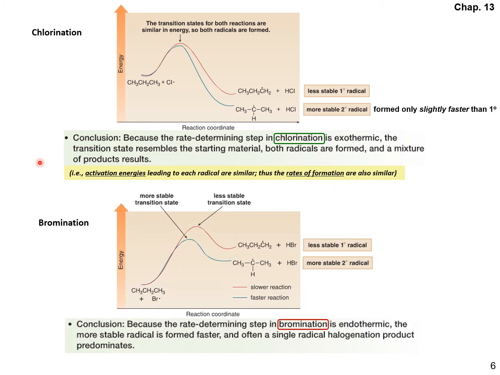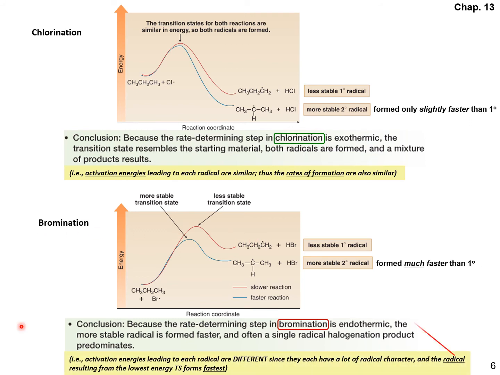In the case of bromination, where there's a lot of radical character in the transition state, there is much greater selectivity for abstraction of a hydrogen off of the secondary carbon than over the primary carbon. So in this case, the activation energies leading to each radical are sufficiently different. There's a lot of radical character in that transition state, and therefore the radical resulting from the lower energy transition state forms fastest.